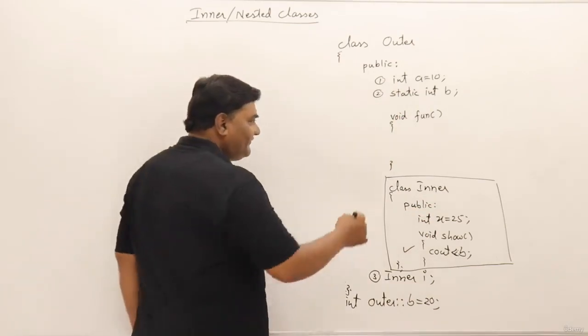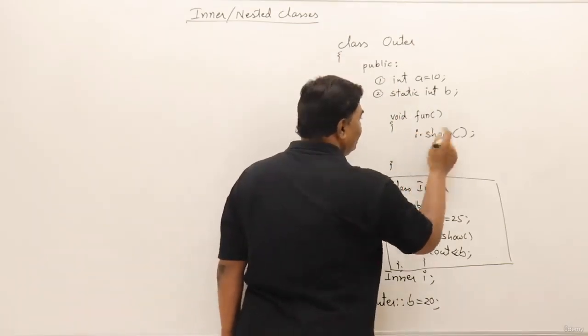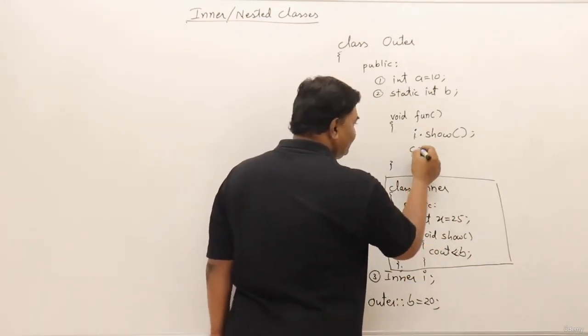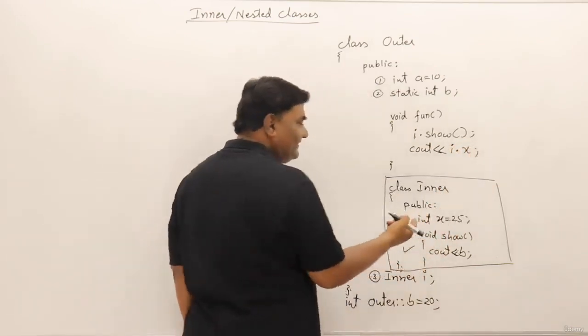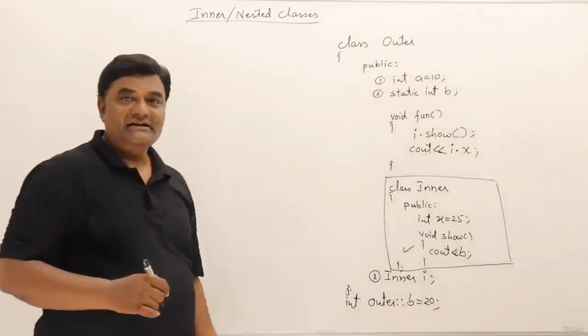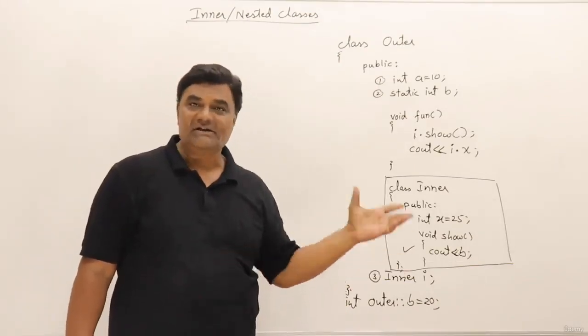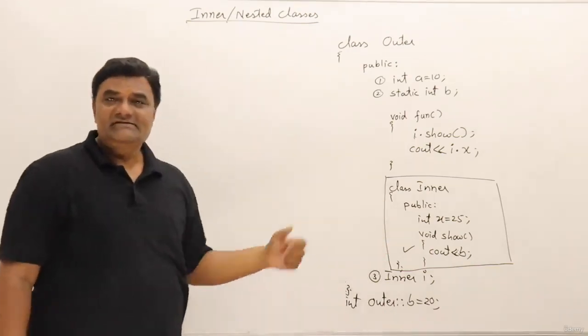So I already have a function here. Can I say i dot show? Yes, I can call this function show. Can I display cout i dot x? Can I access this member? Yes. So which members can I access? I can access only those members which are public. I cannot access private and protected members of this class. So these are public members, I can access them.